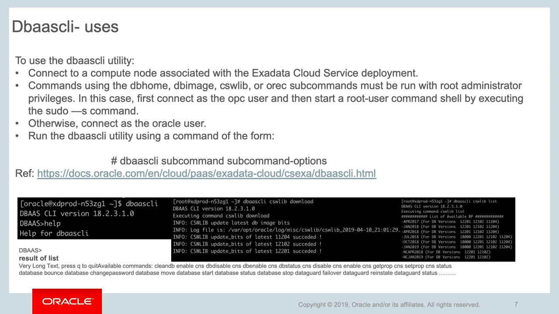Now we will try to understand some other use cases of Dbus CLI utility. For using it, you need to connect to a compute node which is associated with Exadata Cloud Service deployment. And commands using the db home or db image or cswlib or oryx subcommands must be run with root administrator privilege. So one of the things you can do is, for the OPC user, you can always do a sudo for getting to root. So you can either use sudo from the OPC user, or you can basically log into the root user, and from there you can execute these Dbus CLI commands.